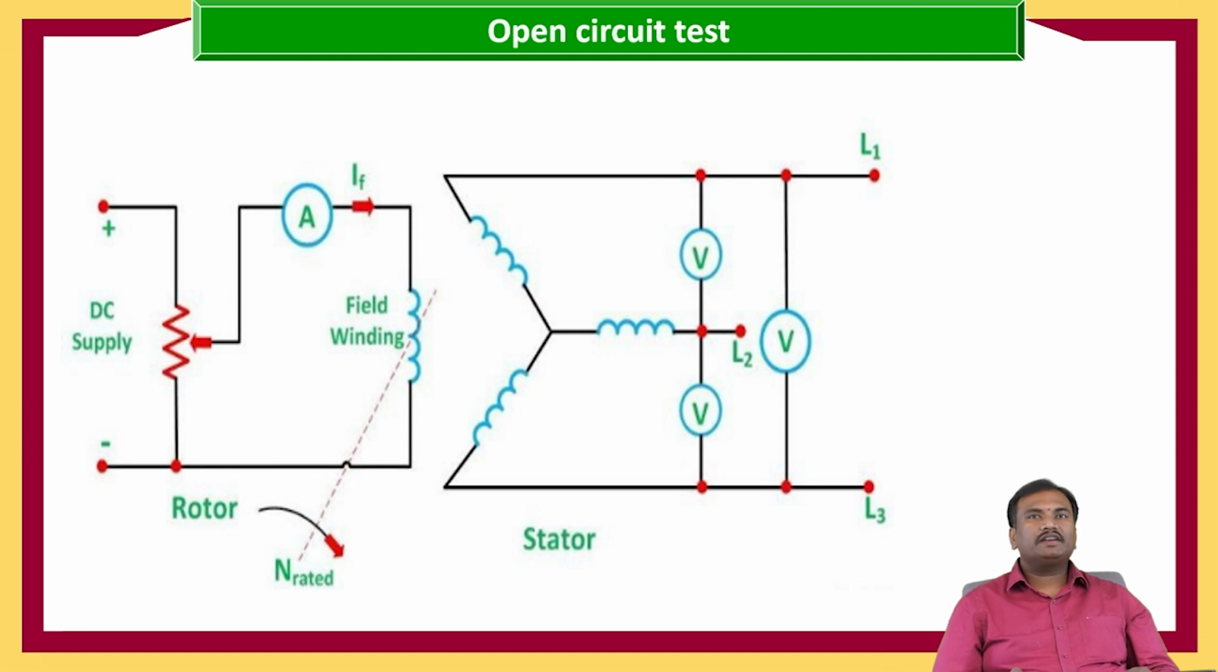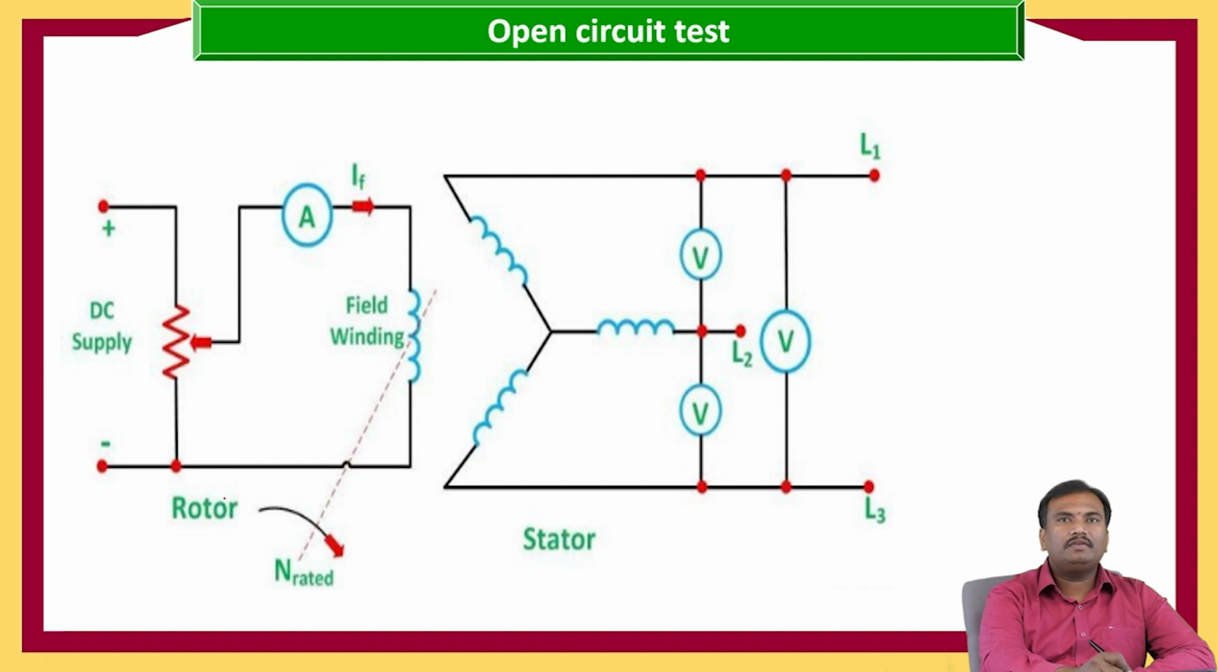So this is the open circuit test. As we know, the armature winding is connected to the stator and the field winding is connected to the rotor. The rotor has only one coil, which is represented with a coil. And here the supply to the rotor or field winding is given externally.